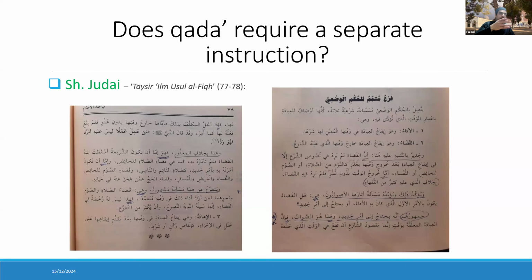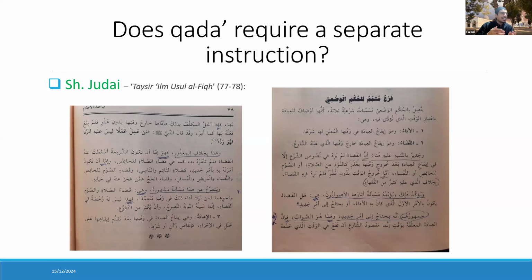And then he says, what's the consequence of that? وَيَتَفَرَّعُ عَنْ هَذَا مَسْأَلَةٌ مَشْهُورَةٌ. You have a famous legal issue that arises from this entire discussion, which is what we mentioned before. وهي قضاء الصلاة والصوم ونحوهما لمن ترك أداء ذلك في وقته متعمدا. Someone who intentionally leaves the prayer and the fast within the time. This is Sheikh Abdullah al-Judai's position, right?